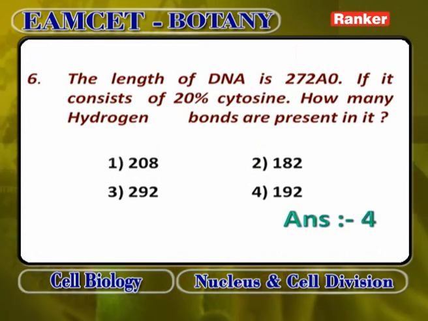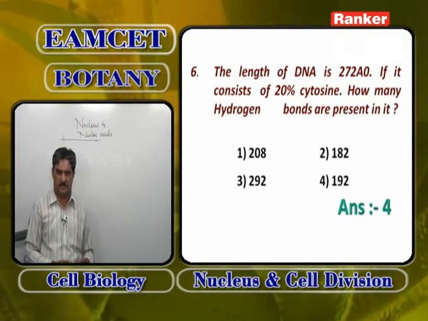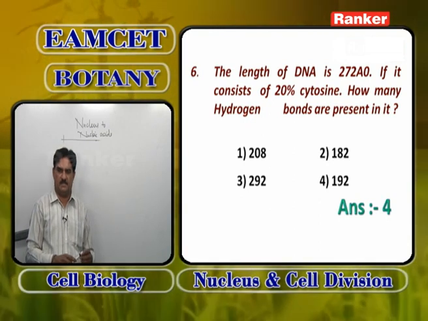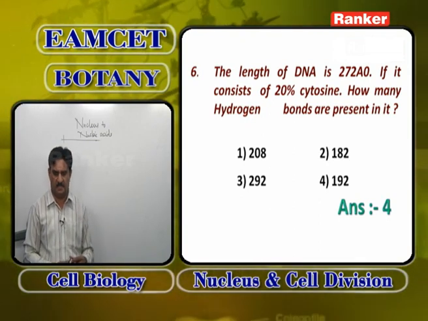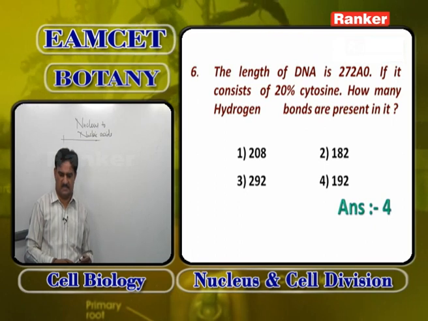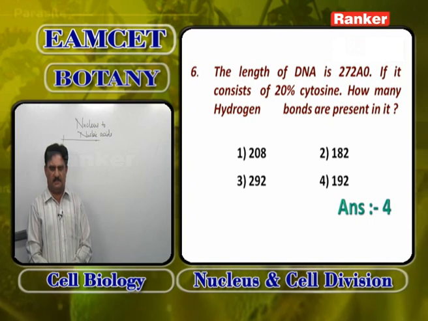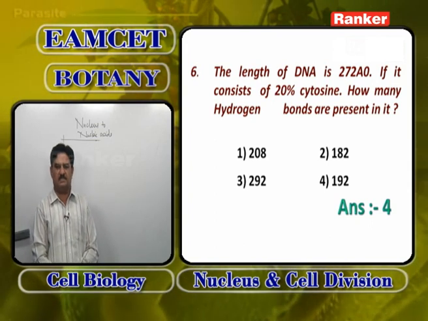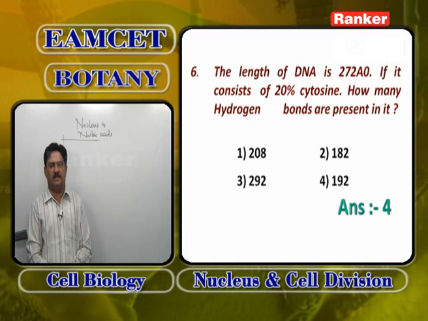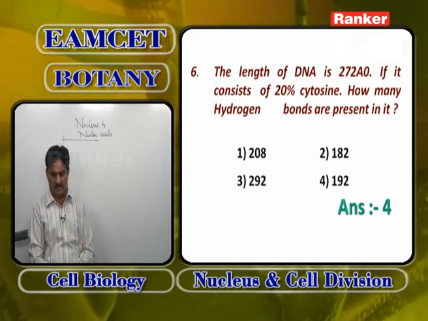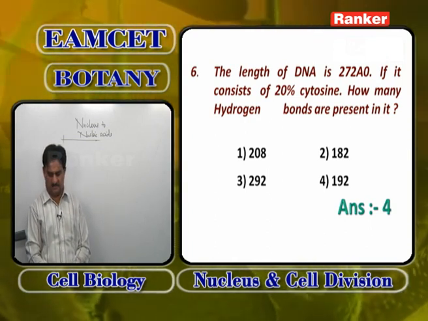The question is: the length of DNA is 272 angstroms. If it consists of 20% cytosine, how many hydrogen bonds? The answer is 192. How is it done? 34 angstroms is one spiral. 272 angstroms means 8 spirals. For one spiral, 10 pairs are present. For 8 spirals, 80 pairs are present. 80 pairs means 160 nucleotides. 160 contains 20% cytosine, that means 32 cytosines and 32 guanines. The remaining are adenines and thymines. The answer will be 192 hydrogen bonds.